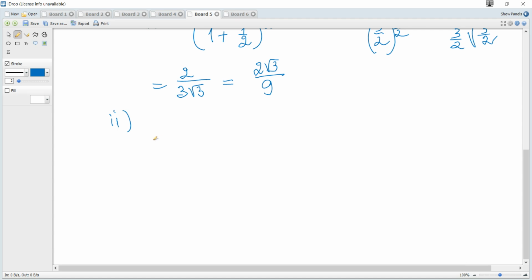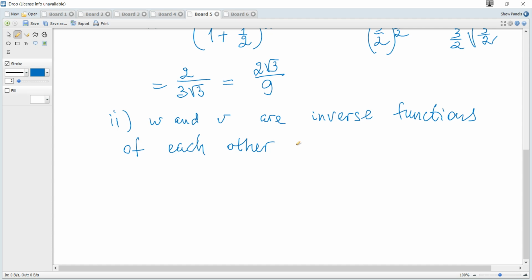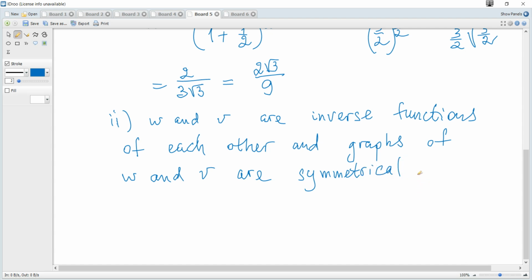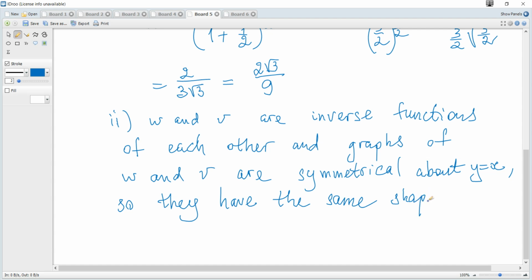So we can say the next: w and v are inverse functions of each other, and graphs of w and v are symmetrical about y is x, so they have the same shape.